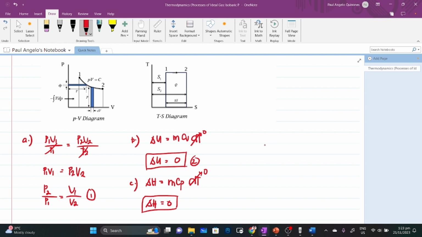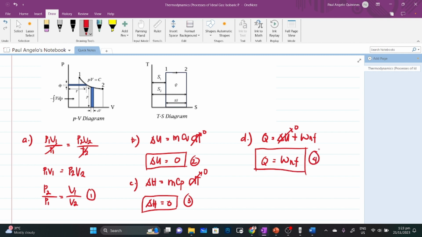So what about the heat? Since this is an isothermal process, we need to introduce another equation, which is that the heat is equal to the sum of the change in internal energy plus your non-flow work. But our assumption before, so this is number 3, is that the internal energy change is 0, therefore this term is 0. So in an isothermal process, the non-flow work is equal to your heat. So this is number 4.